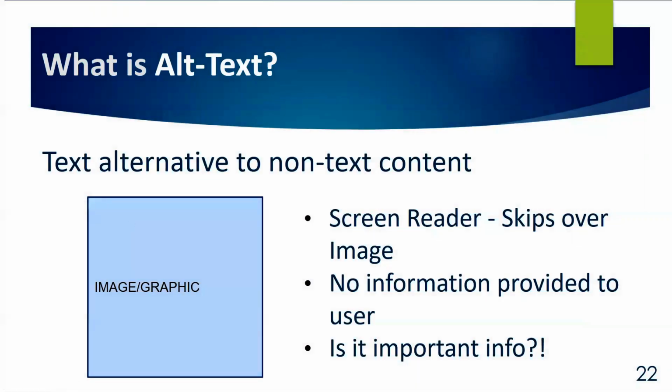It's simple, but can get complicated, if that makes any sense. So what is alt text? Alt text is a text alternative to non-text content. So a normal screen reader, if you have an image in your class, your website, what have you, your digital document, the screen reader can't translate what that image is. It can only recognize that it's an image based on its file name. So if it ends in .jpg or .png, the screen reader is smart enough to say, oh, yep, that's an image graphic, but it's going to skip over it.